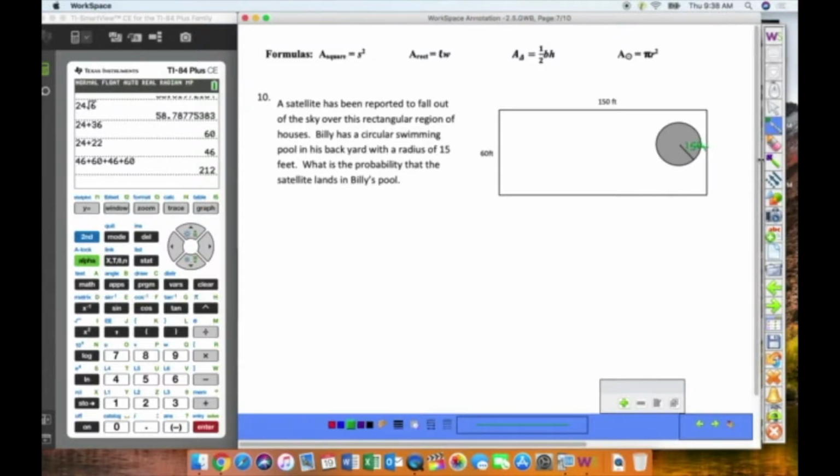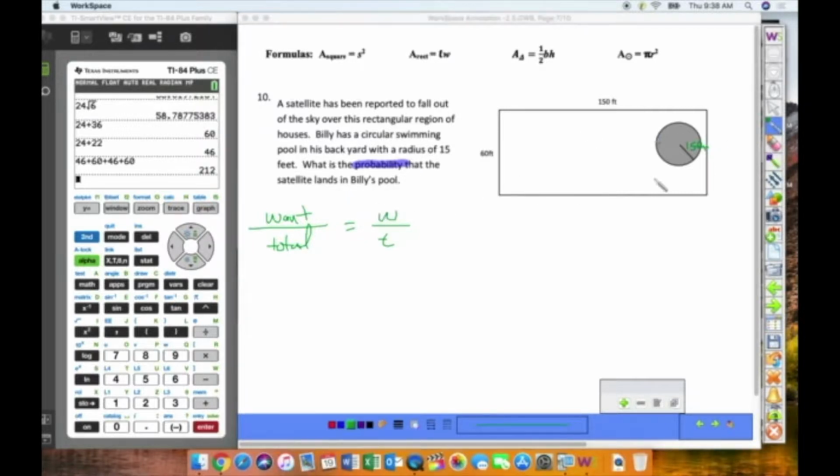What is the probability that the satellite lands in Billy's pool? I didn't grab a highlighter there, sorry, but probability is what they were wanting us to find. Probability is a very simple thing to find. The way I define probability is what you want to have happen divided by the total possibilities. So I will abbreviate it as want over total. So what's the probability that the satellite lands in Billy's pool?